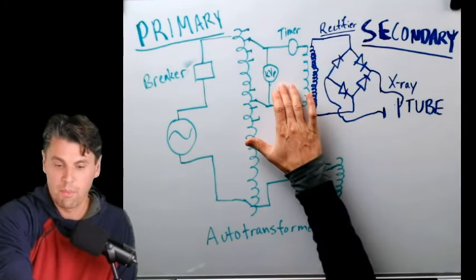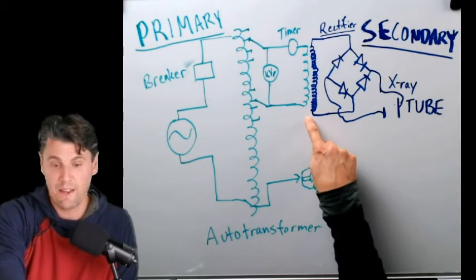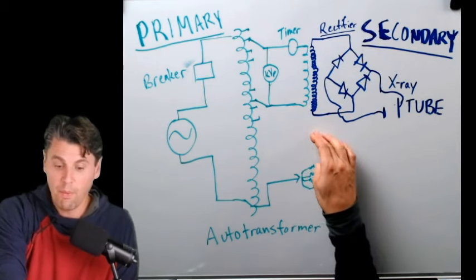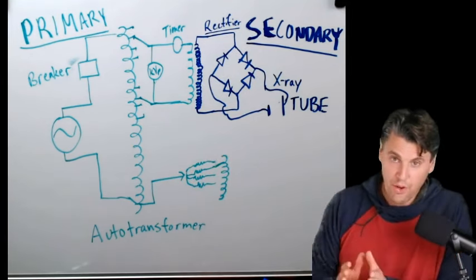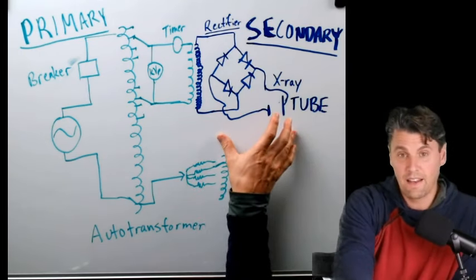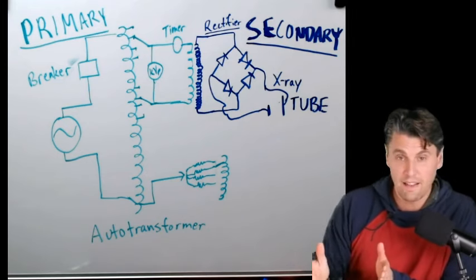Again, from the primary to the secondary circuit, the interface is a transformer, and this is a step-up transformer because we want to go up in terms of voltage. Typically, we're going to be running at 30 to 150 kilovolts for our secondary circuit. That's going to provide the potential across the X-ray tube itself.